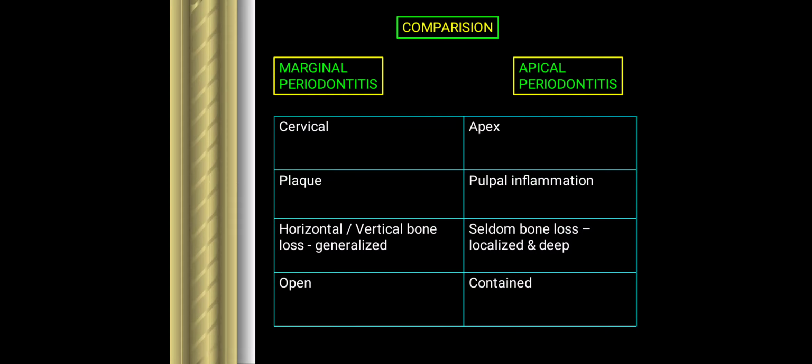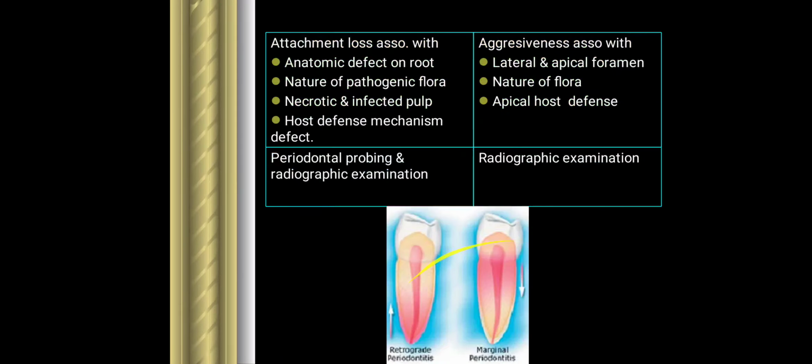If we talk about the comparison between marginal periodontitis and apical periodontitis, then marginal periodontitis will be present at the cervical level, and apical periodontitis will be present at the apex level. Plaque accumulation will be there in marginal periodontitis, and pulpal inflammation will be present in apical periodontitis. In marginal periodontitis, horizontal or vertical bone loss will be seen, and it can be generalized. But in apical periodontitis, seldom is bone loss seen, and it will be localized and deep. In marginal periodontitis, the lesion will be open, and in apical periodontitis, it will be contained.